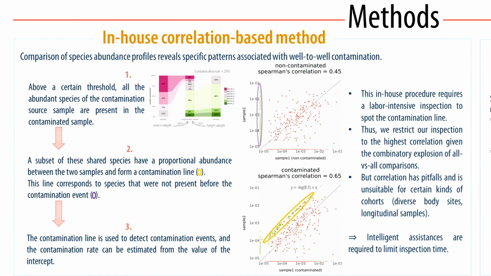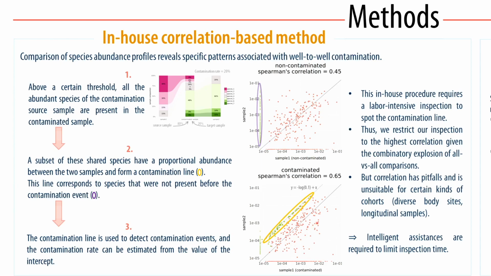Within Metagenopolis, the procedure used to detect contamination consists of observing abundance profiles of a pair of samples. There are three key points to understand how this procedure works. The first point is that above a certain threshold, all the abundant species of the contamination source sample are present in the contaminated sample. The next point is that a subset of these shared species have a proportional abundance between the two samples and form what we call a contamination line, in yellow here.